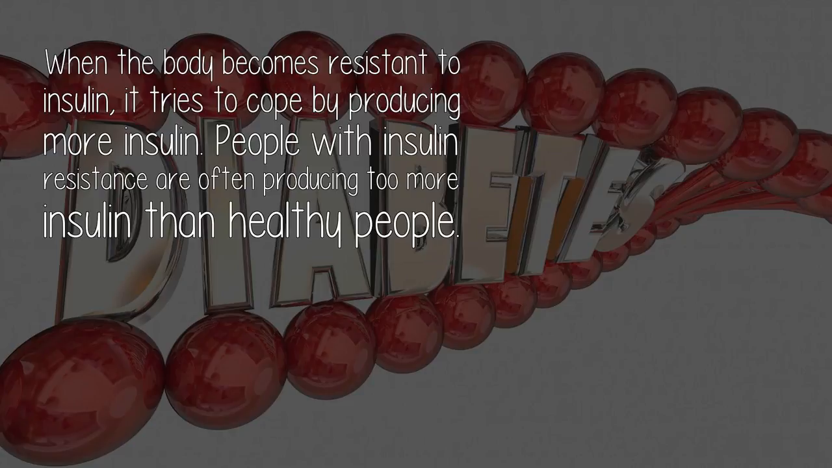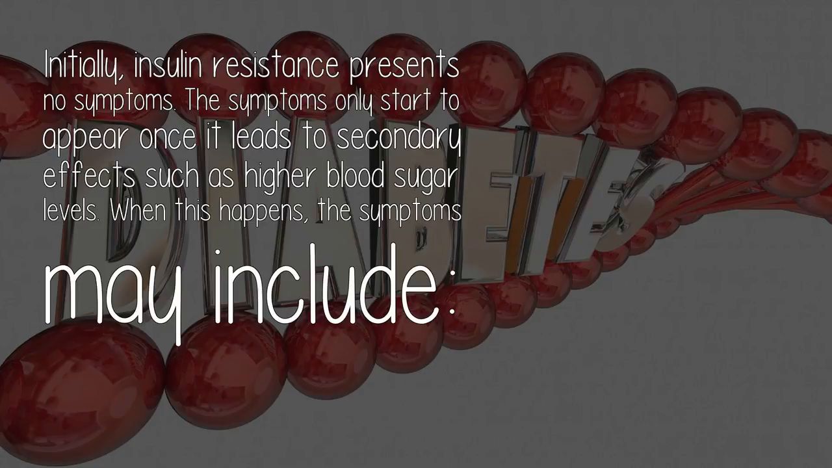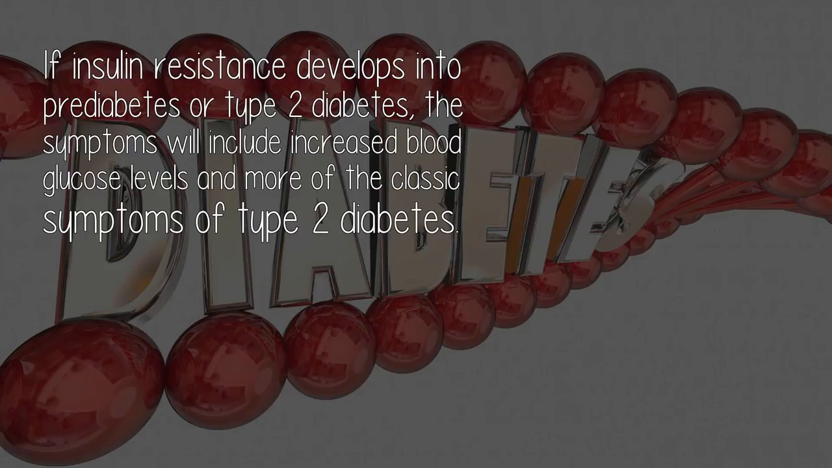When the body becomes resistant to insulin, it tries to cope by producing more insulin. People with insulin resistance are often producing more insulin than healthy people. Producing too much insulin is known as hyperinsulinemia. Symptoms of insulin resistance: initially, insulin resistance presents no symptoms. The symptoms only start to appear once it leads to secondary effects such as higher blood sugar levels. If insulin resistance develops into prediabetes or type 2 diabetes, the symptoms will include increased blood glucose levels and more of the classic symptoms of type 2 diabetes.